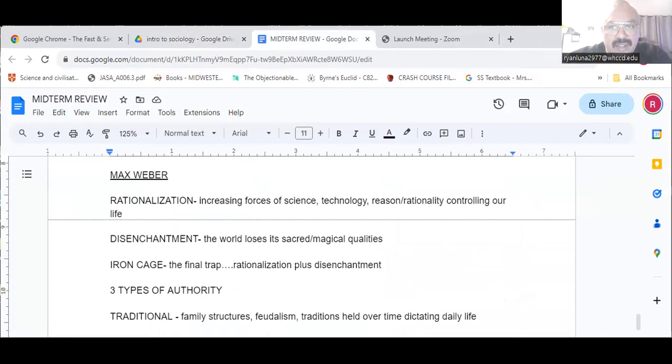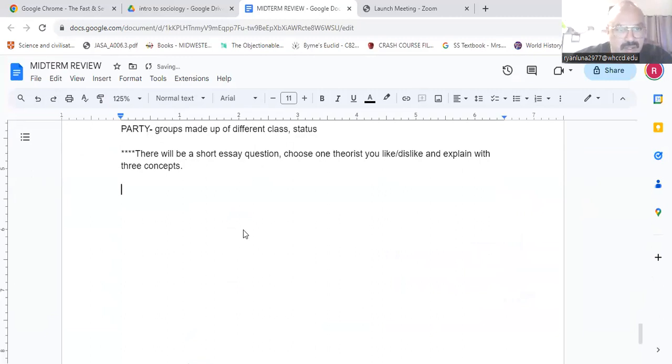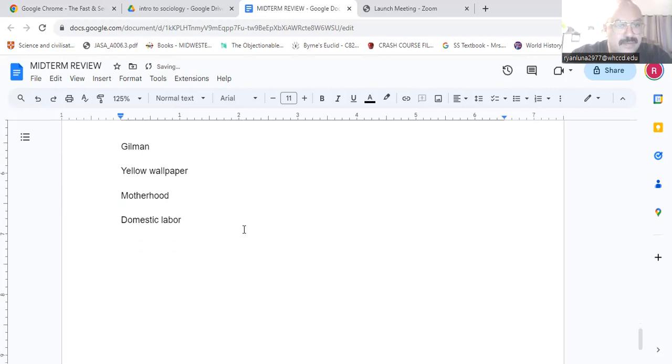It's on your sheet that I posted already. So let's see. Gilman. Yellow Wallpaper. Oh, it's motherhood. Domestic labor. Feminism.